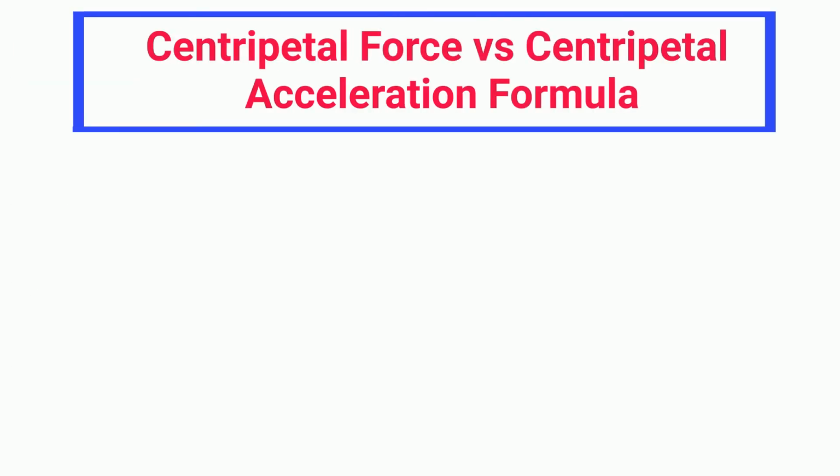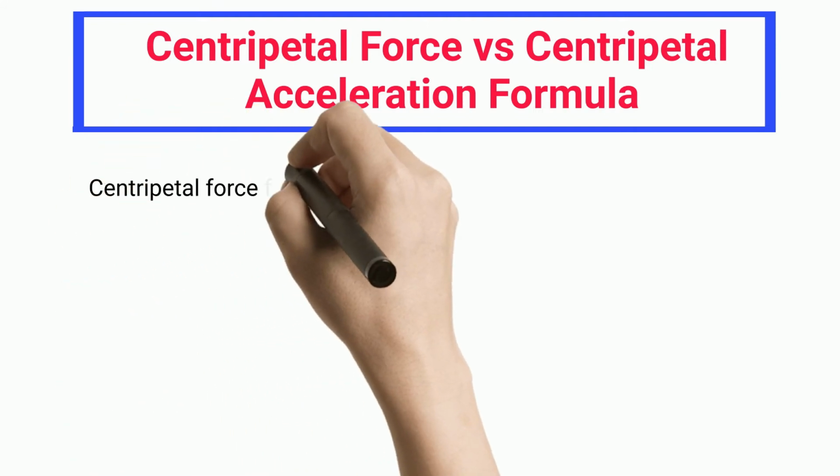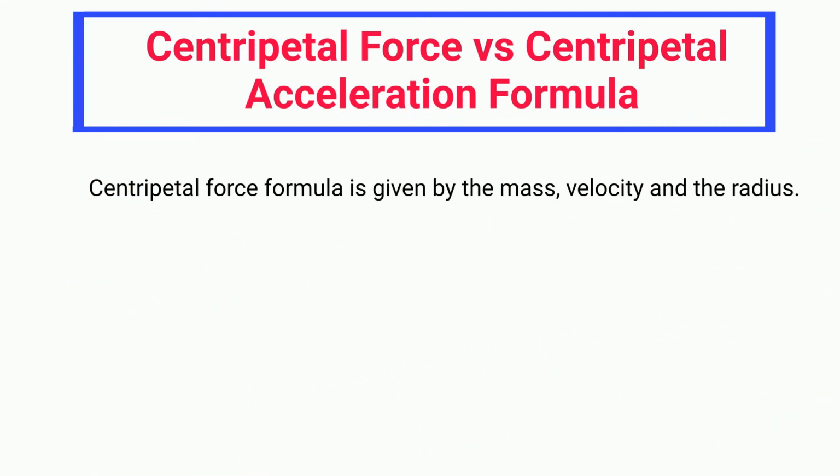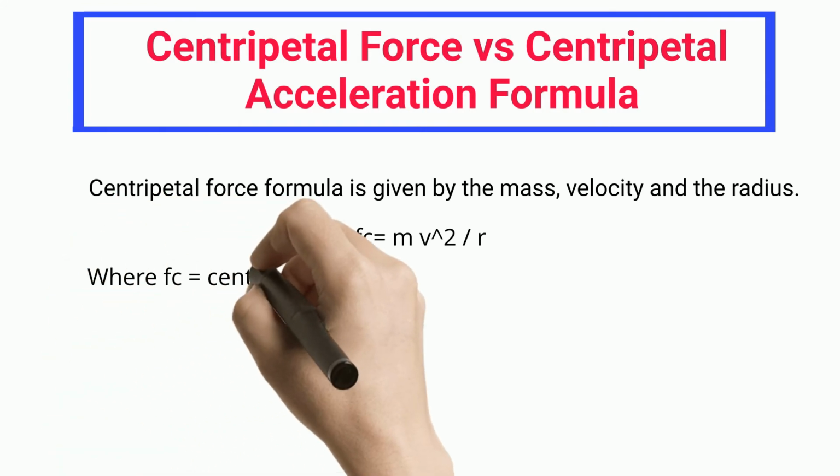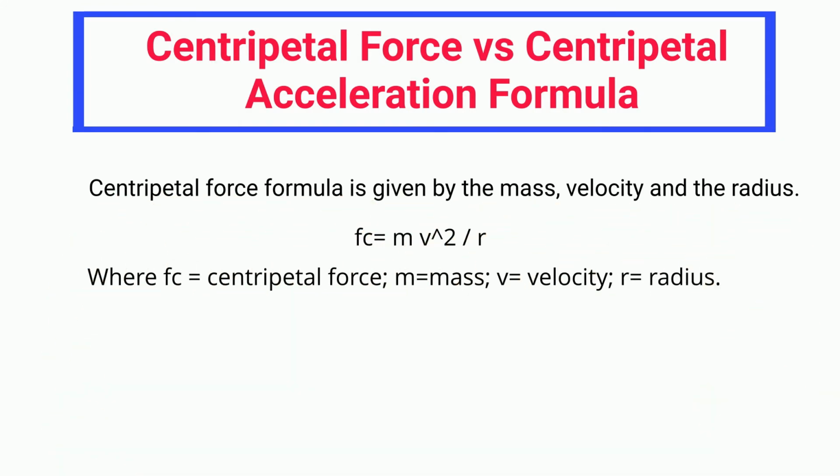Centripetal force versus centripetal acceleration formula. The centripetal force formula is given by the mass, velocity, and the radius. Fc equals mv²/r, where Fc equals centripetal force, m equals mass, v equals velocity, r equals radius.